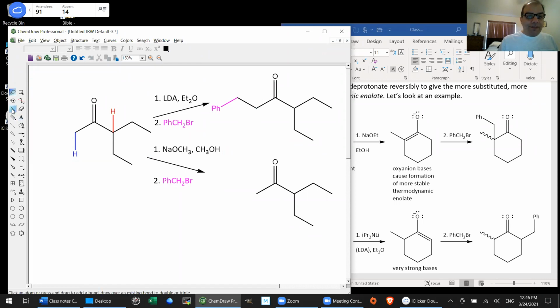Meanwhile, if instead you used a thermodynamic base like hydroxide or an alkoxide ion, now you're going to get deprotonation in the more hindered position. At least that's where it will equilibrate to. So I would expect that you would get this as the product.